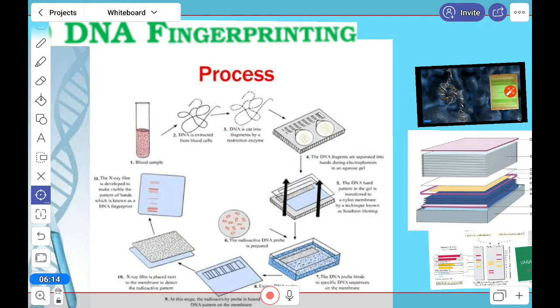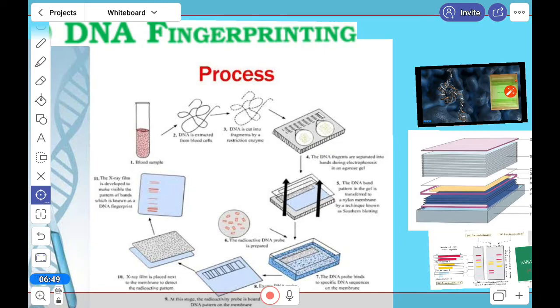Now come to the process. How can we do this process? Here is the sample. It is written blood sample, but this sample can be a blood stain, semen, hair root, saliva, tear, any skin part, or even the victim's clothing. Even if it is several years old, this process will still be successful.